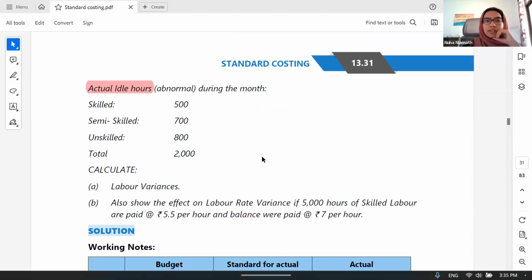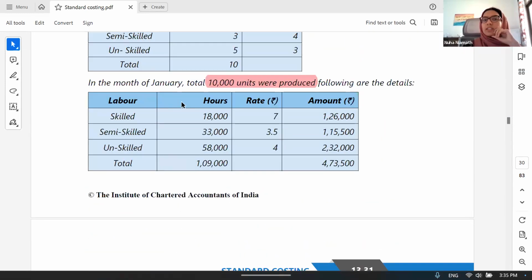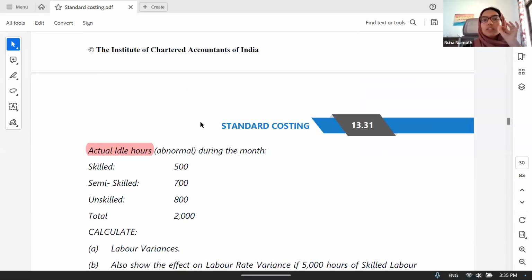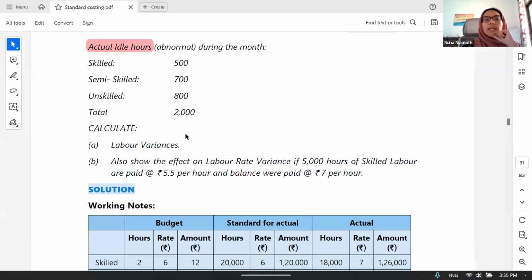Idle hours were there. So that means this is the total hours paid. So if 18,000 hours were paid, out of this is the abnormal idle hours: 500 hours for skilled, 700 for semi-skilled, and 800 for unskilled. Calculate the labor variances and also show the effect on labor rate variances if 5,000 hours of skilled labor are paid at 5.5 rupees per hour and balance were paid at rupees 7 per hour.